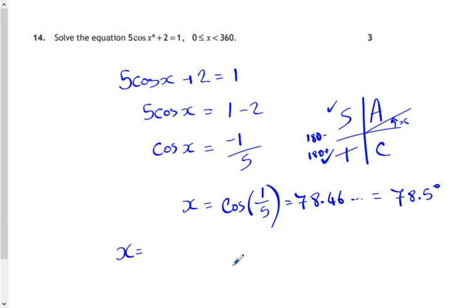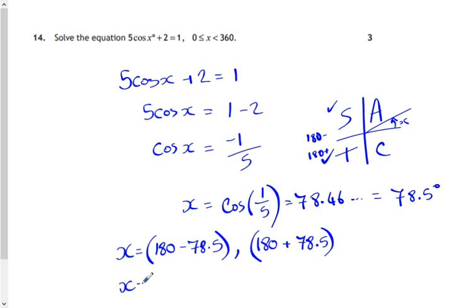So x is equal to 180 minus that, 180 minus 78.5, and 180 plus 78.5, which gives us our two solutions. 180 minus 78.5 is 101.5 degrees, and 180 plus 78.5 is 258.5 degrees. Those are our two solutions to give that answer.